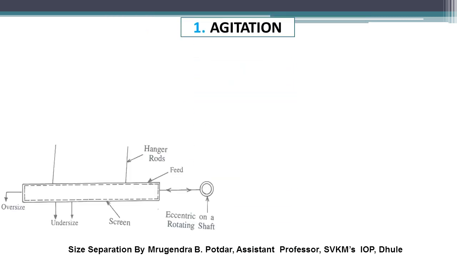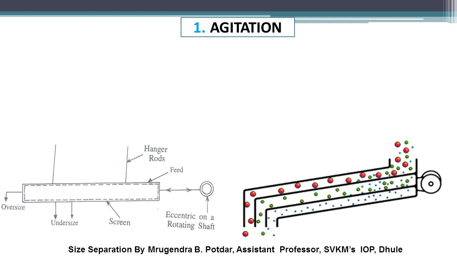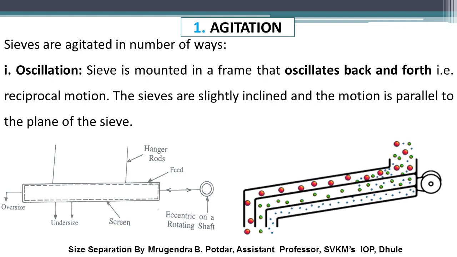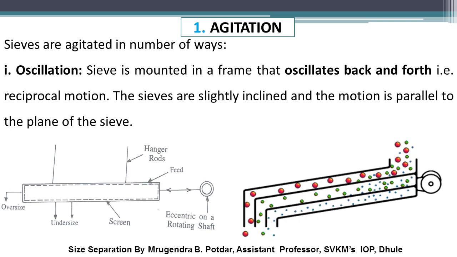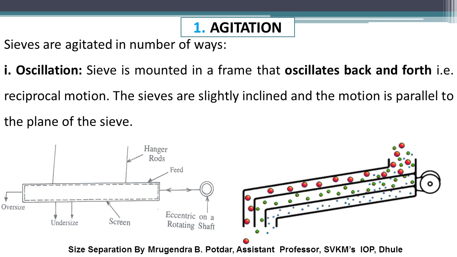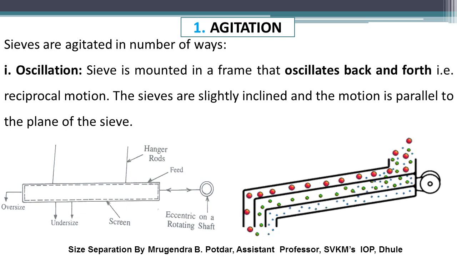First is agitation. In another language, agitation is nothing but motion, or movement. Sieves are agitated in a number of ways. There are three main ways to agitate the sieves: first is oscillation, second is vibration, and third is gyration. So first is oscillation, which is a type of agitation.